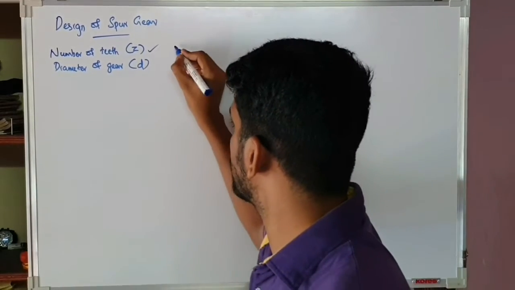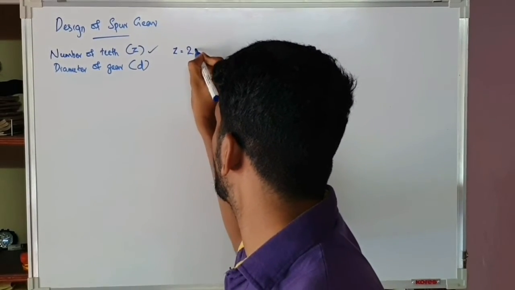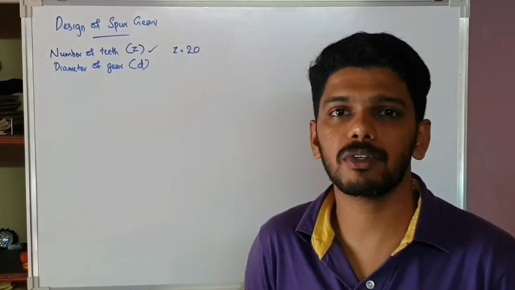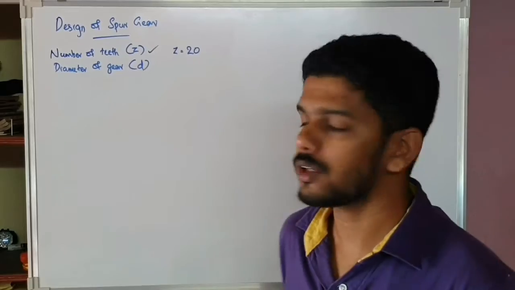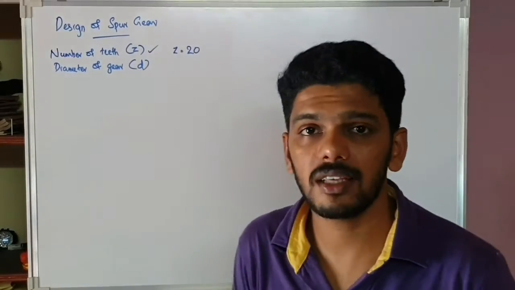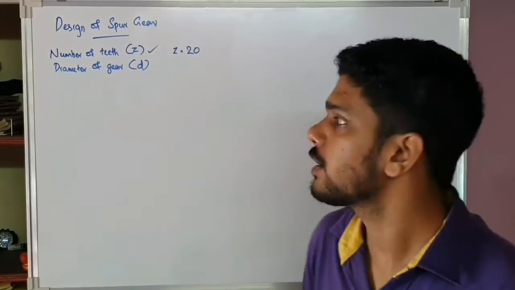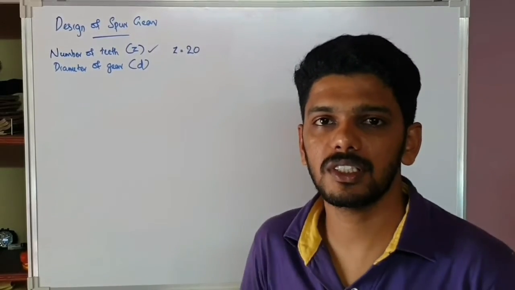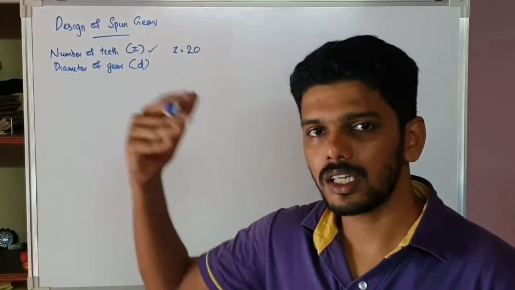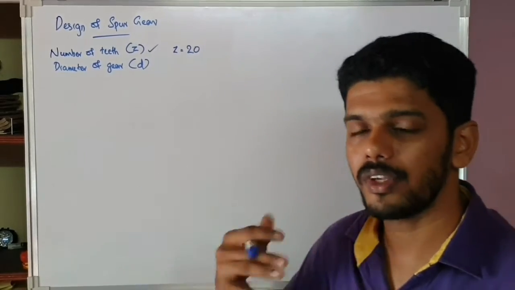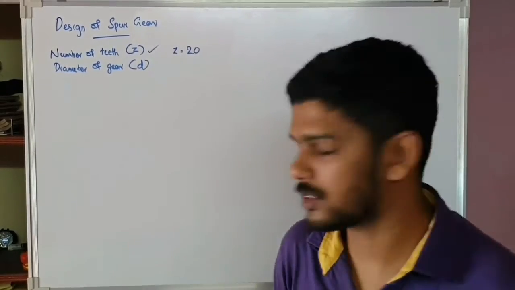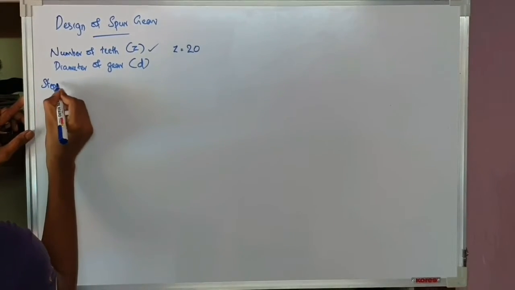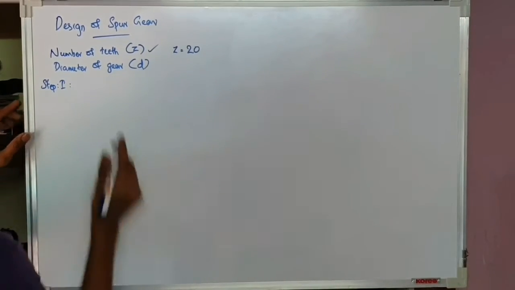So if the number of teeth is unknown, assume Z is equal to 20 for spur gear. It's an assumption, and we will find the actual number of teeth based on our design later. But if the diameter is unknown, the steps will have some changes that we will deal with in the coming cases. We will change the orientation of some equations. So before starting the problem, this consideration is taken, and go for step 1.